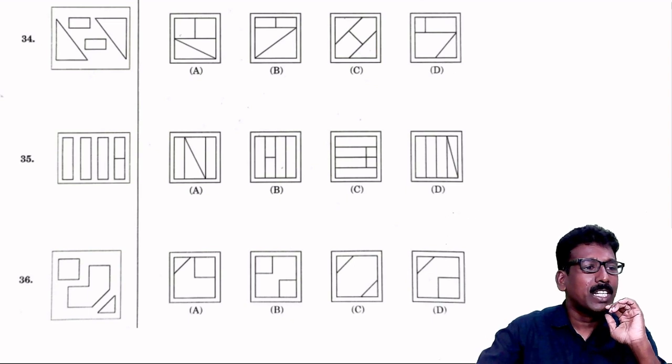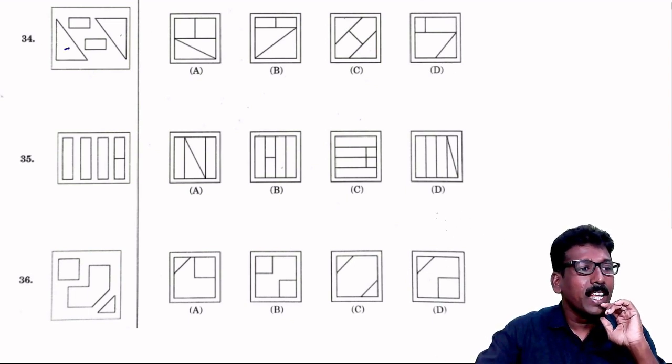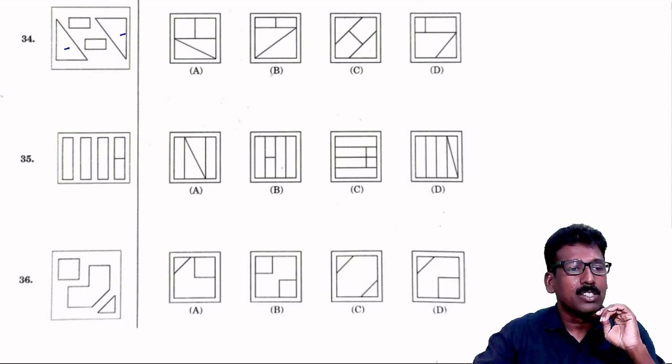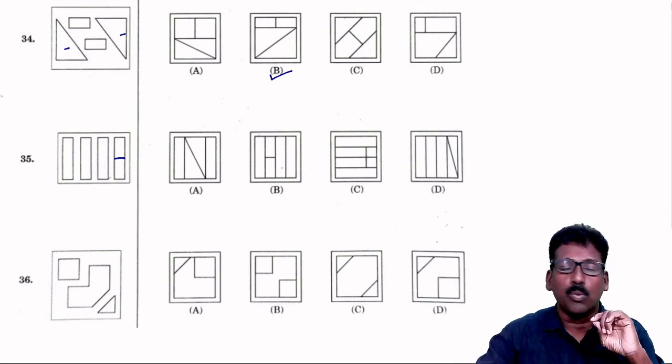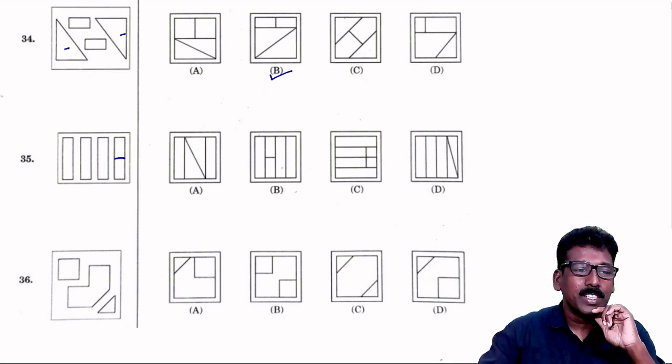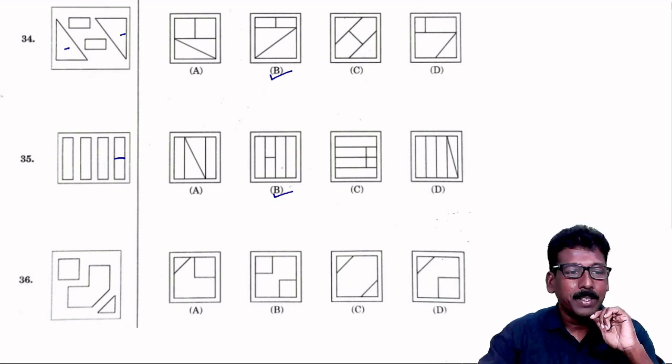In question number 34, two right triangles are given and two rectangles. Two right triangles and two rectangles, of course it is B. Here four rectangles and one rectangle divided into two parts. Yes, of course, it is B.